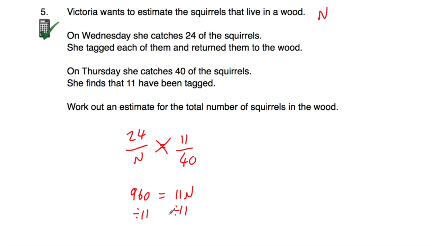960 divided by 11 would be equal to 87.2727 and so on, and that's equal to n. So that means n, the total number of squirrels in the wood, would be roughly equal to 87.2727 and so on. Now we're estimating the total number of squirrels that live in the wood. It's an estimate. I'm going to round this number to 87. So my estimate for the number of squirrels that live in the wood would be 87, and that's it.